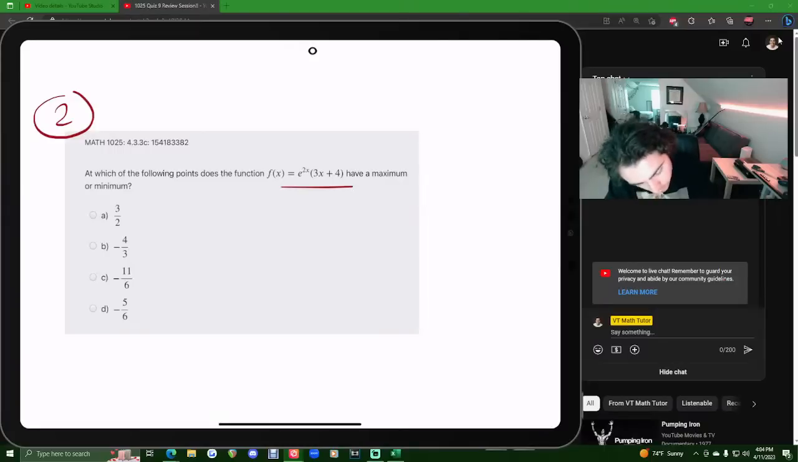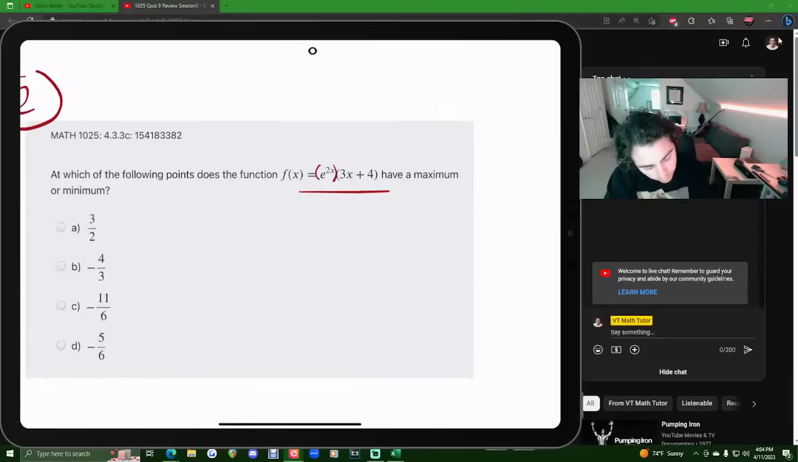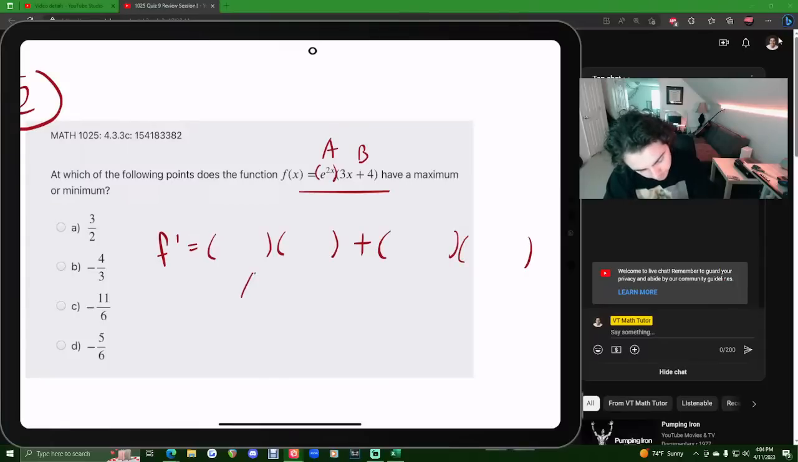So the process will be the exact same, except the derivative and the solving for x process will be a little bit different. To take the derivative of this function, we need to use the product rule. If we have an a times a b, then f prime will be a prime times b plus a times b prime.